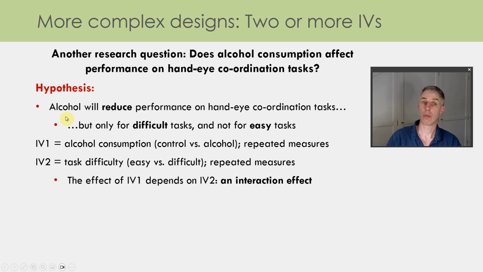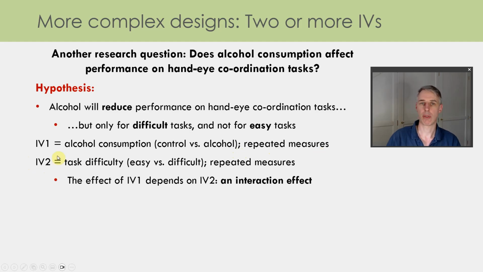Given that hypothesis, we might set up a study that has two independent variables. Let's say alcohol consumption, which they vary as a control, sober condition, and an alcohol, tipsy condition, and repeated measures, so participants do both of these.